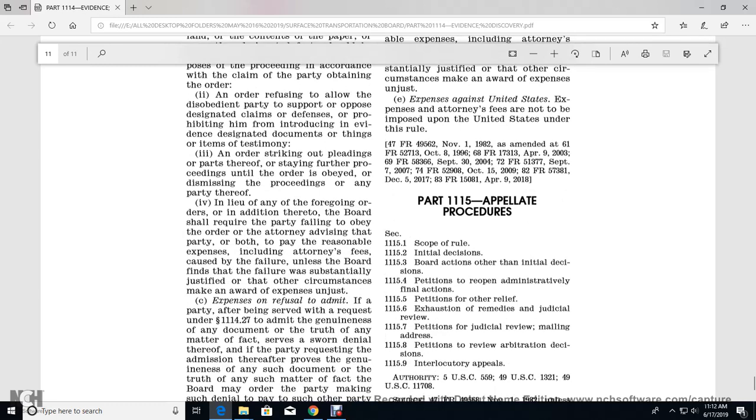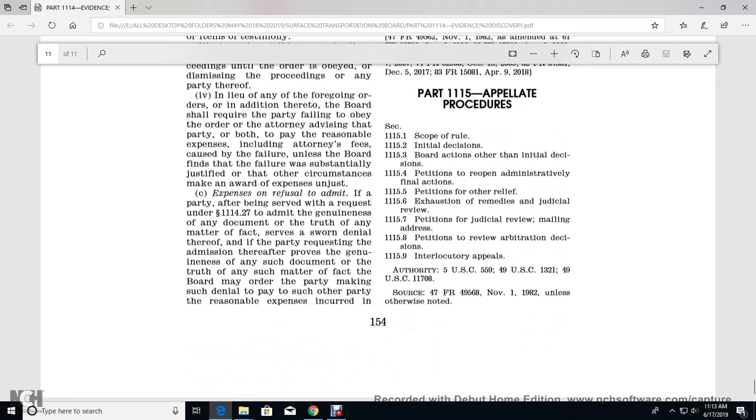An order striking the pleadings or part thereof, staying further proceedings until the order is obeyed, or dismissing the proceeding or any part thereof. In lieu of any of the foregoing orders or in addition thereto, the board shall require the party failing to obey the order, the attorney advising the party, or both to pay the reasonable expenses, including attorney fees, caused by the failure, unless the board finds that the failure was substantially justified or that other circumstances make an award of expenses unjust.